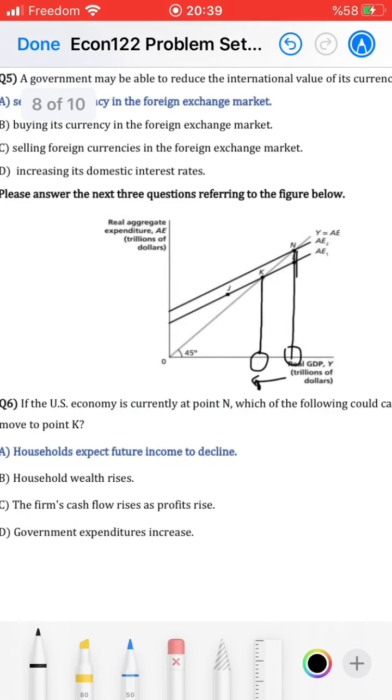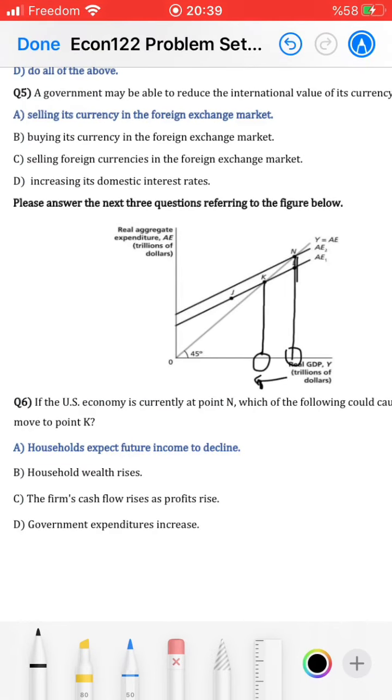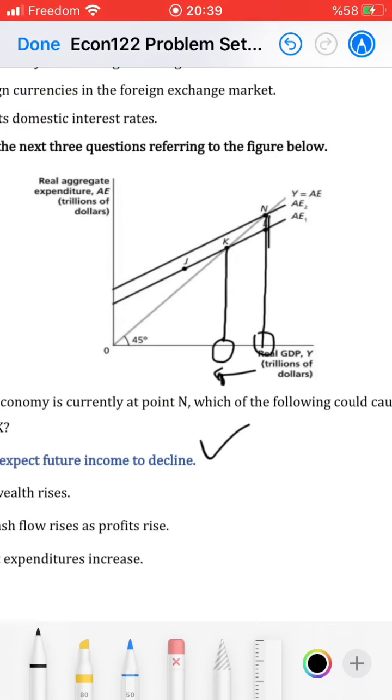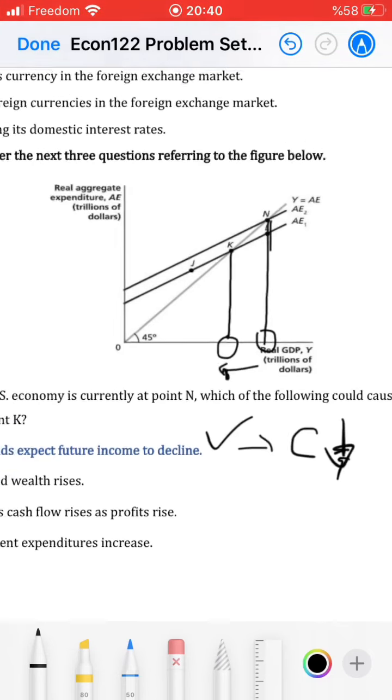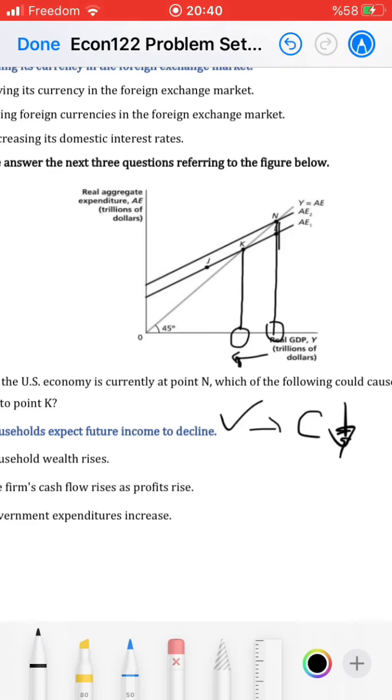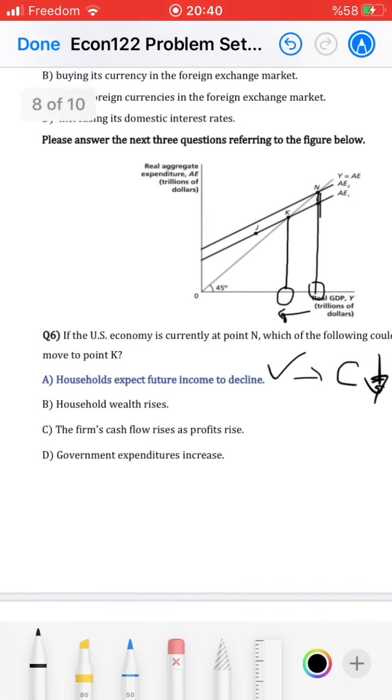A. Household expect future income to decline. Yes, this could be a reason, because if you expect that your future income will decrease, then you will lower your consumption today, right? So if you expect hard days to come, you would stop spending so much money today in order to save for the future. So this can cause aggregate expenditure to decline, causing national income to decline also.